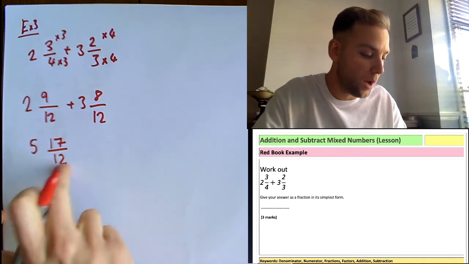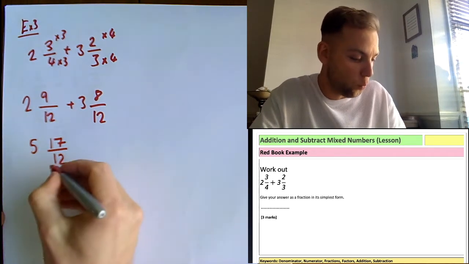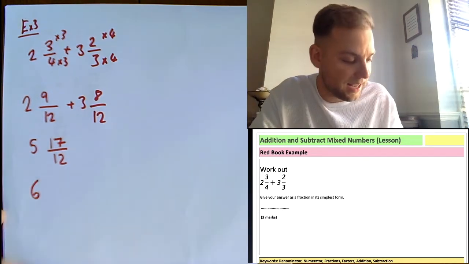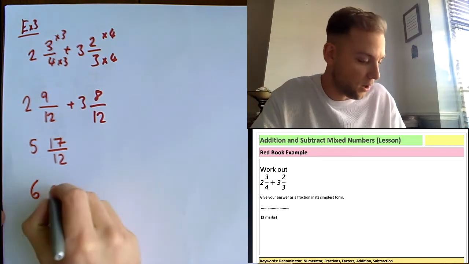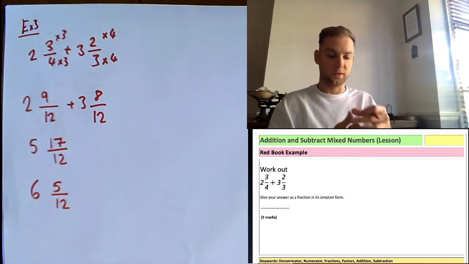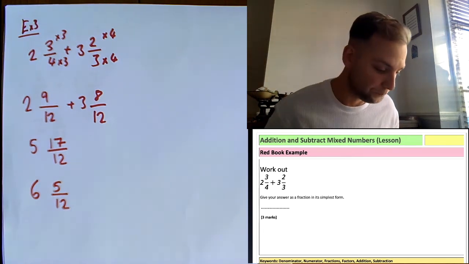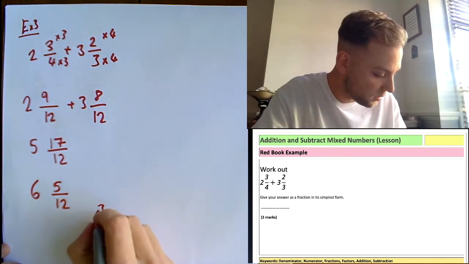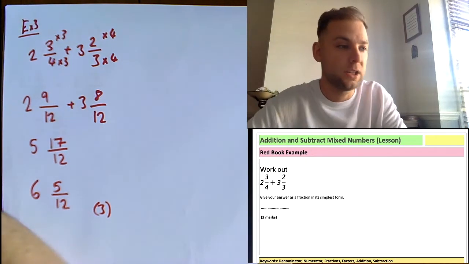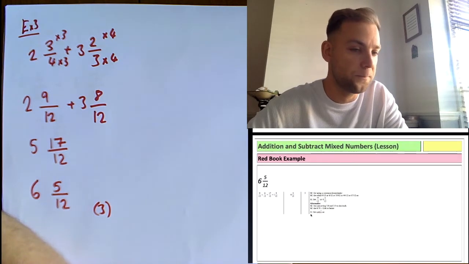So how many times does 12 go into 17? It goes in once, and what's left over? So this extra whole here is going to go onto this 5, and that's going to become 6 wholes, and then I've got 5 over 12 left over. So 12, 13, 14, 15, 16, 17, 5 left over. Brilliant. So that was 3 marks. Okay, that's exactly how it came up in the GCSE. So let's have a look now. In fact, you can see the mark scheme there if you want.